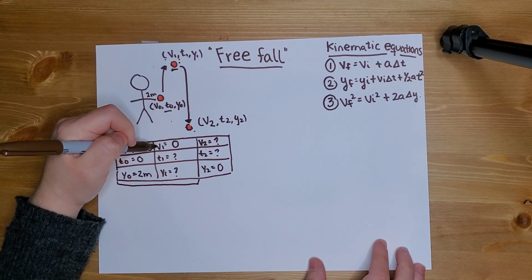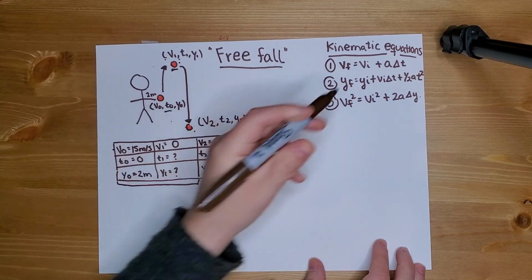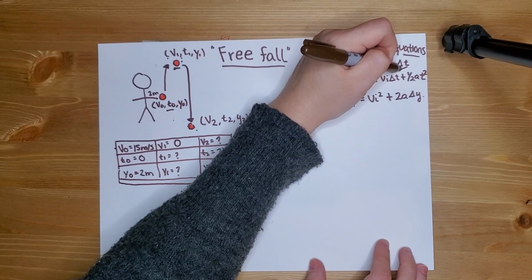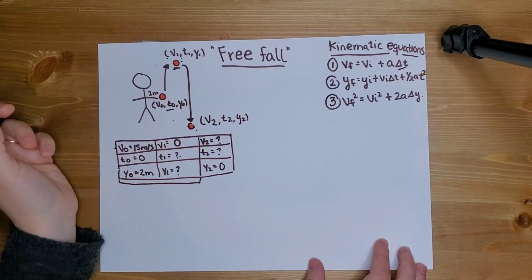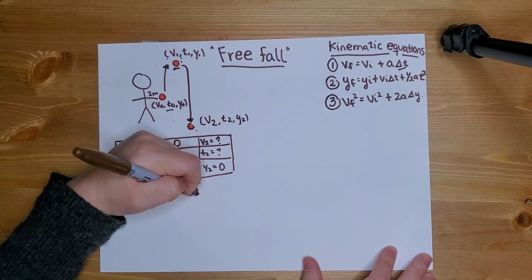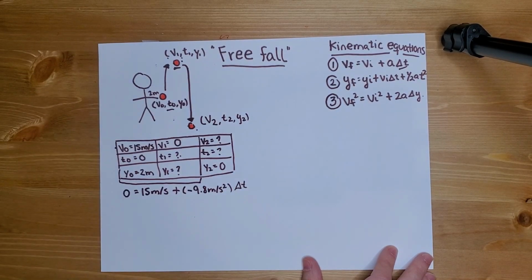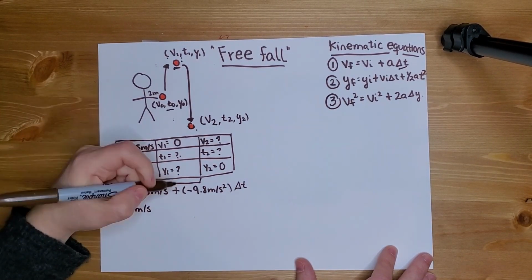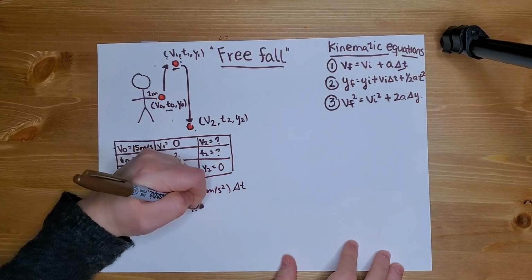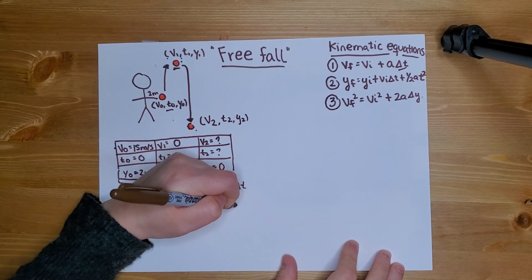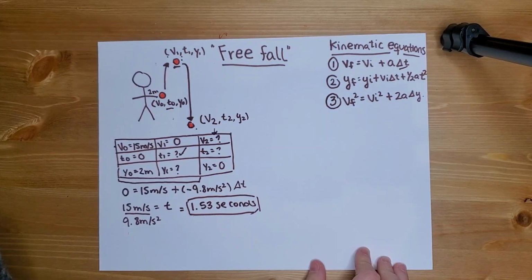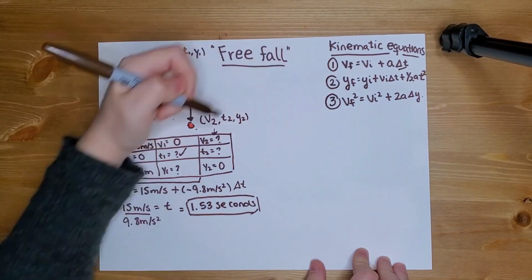V final, I do have it, is 0. My V initial, I have it as well. My acceleration is only my gravity, and my changing time is exactly what I'm looking for, which is here. So that's perfect, we'll just use that. Equals 1.53 seconds. That's my T1. I think I have everything here, so my Y1 is what I could solve for.